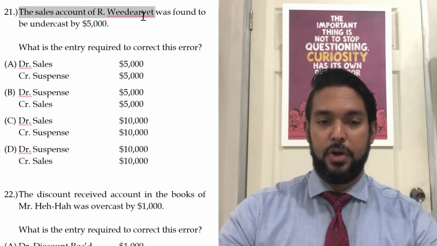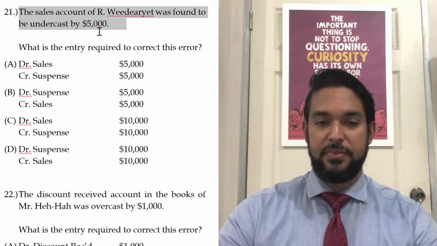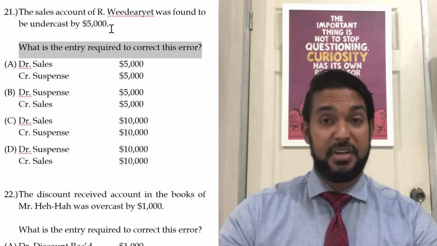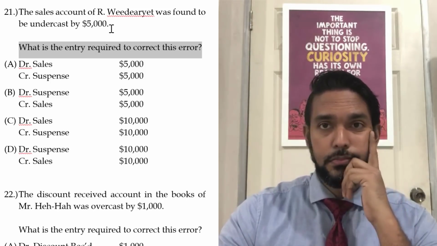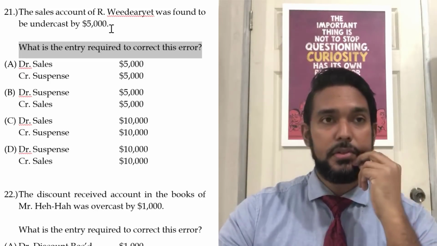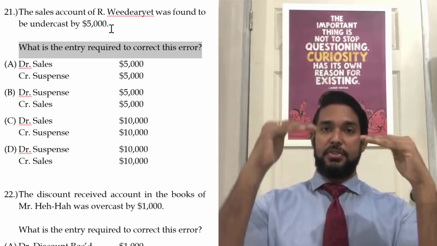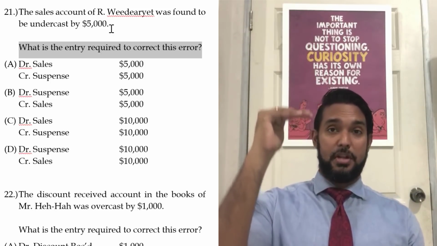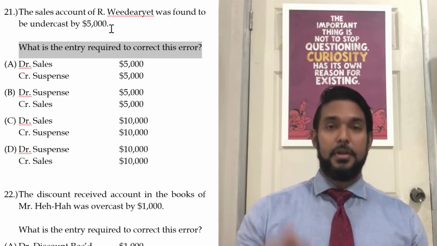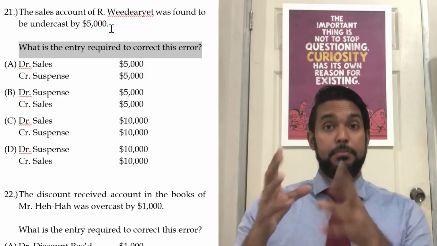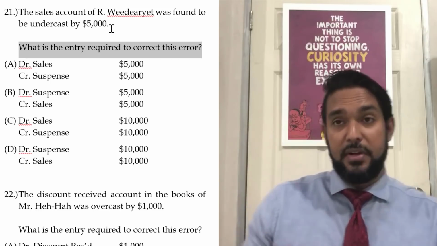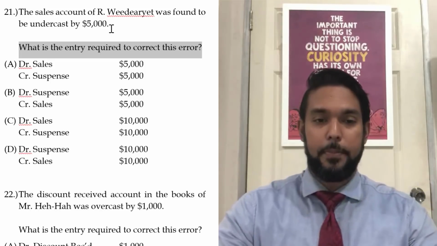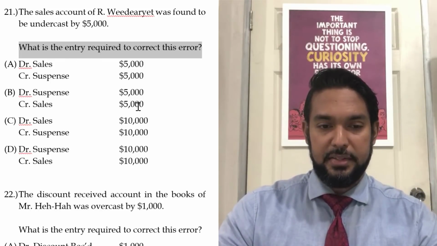So, the sales account of Are We There Yet was found to be undercast by 5,000. What is the entry required to correct this error? So, sales account undercast by 5,000. This is a revenue. Revenues have credit balances. And if it's undercast, the credit balance is too low. So, to fix the error, we have to increase the credit balance. To increase the credit balance, you have to credit the account. You have to put more on that side where it's supposed to be. Wherever it's lacking, you put more there. So we're going to credit sales.